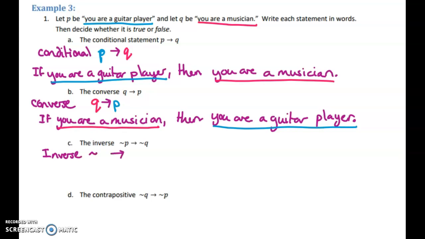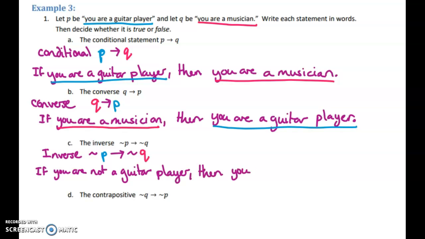All right, so remember the inverse is formed by negating both. We keep the order the same, but we negate each one. So what we're going to say, we're going back to the original order. The original order, P arrow Q, was the top row. The conditional, it said if you are a guitar player, then you are a musician. So now we just have to negate it. So if you are not a guitar player, then you are not a musician.